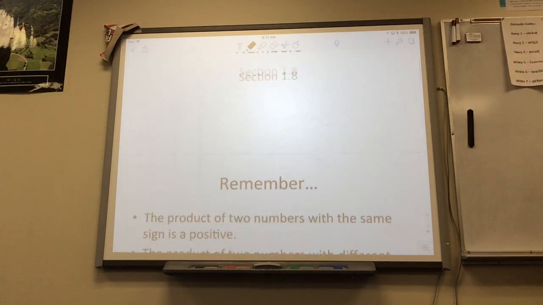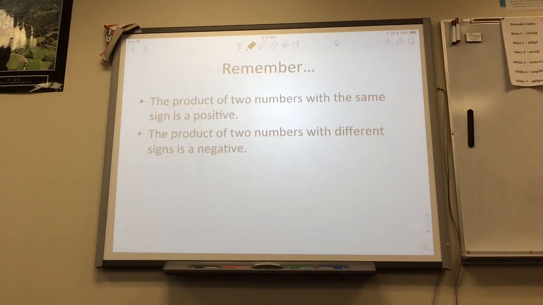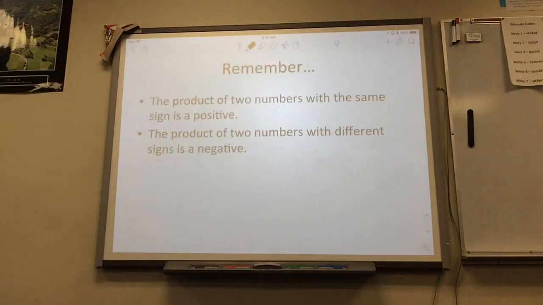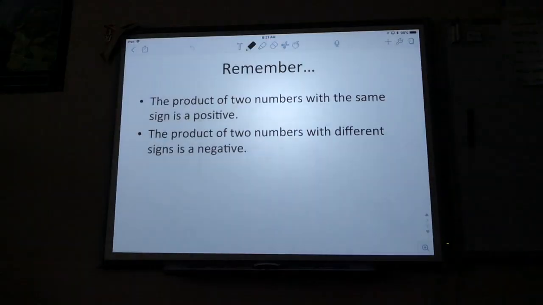Okay, multiplying and dividing real numbers. This is the only thing about this section that's hard, and it's just something you got to remember. The product of two numbers with the same sign is positive. The product of two numbers with different signs is negative.